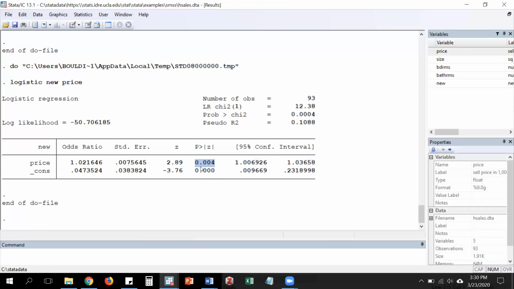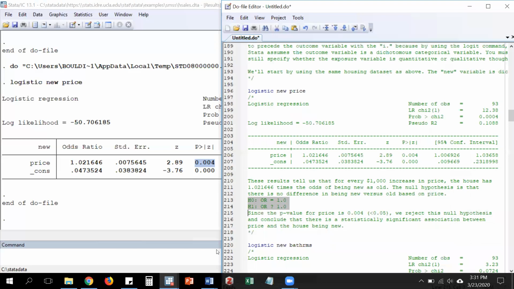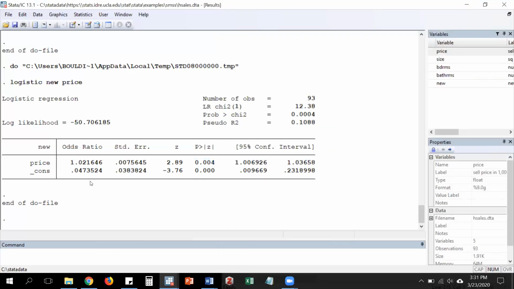So we would conclude that there is a statistically significant association between the price of a home and whether or not it is new construction. And in particular, one way we could say this is that for every $1,000 increase in price, because that would be a 1 unit change since price is reported in thousands of dollars in this data set, for every $1,000 increase in price, the odds that the home is new increase by 1.02 fold or by 2%.